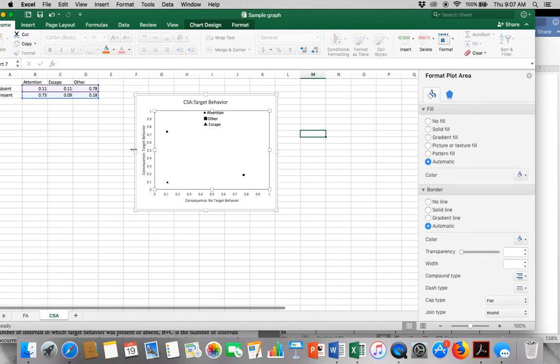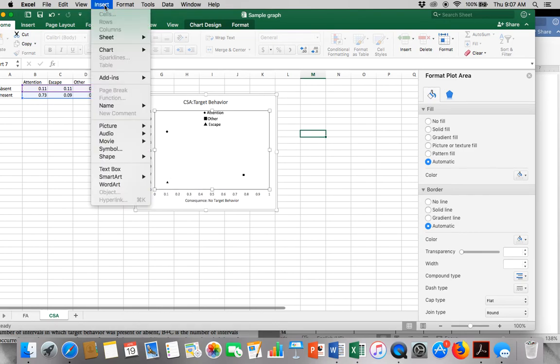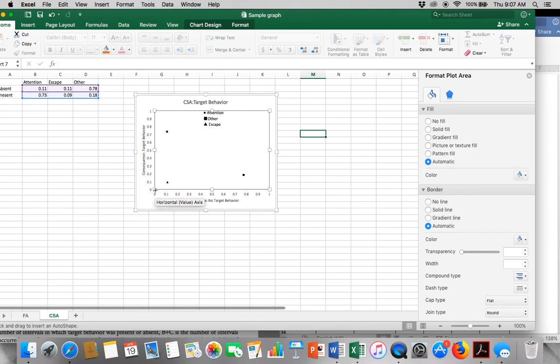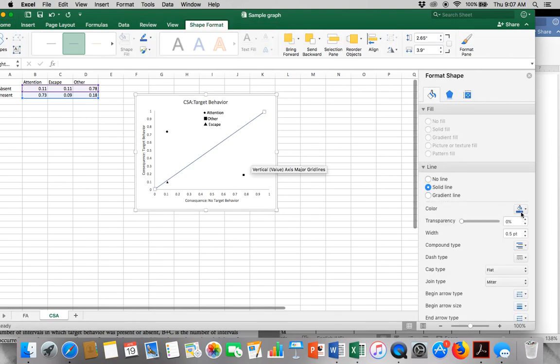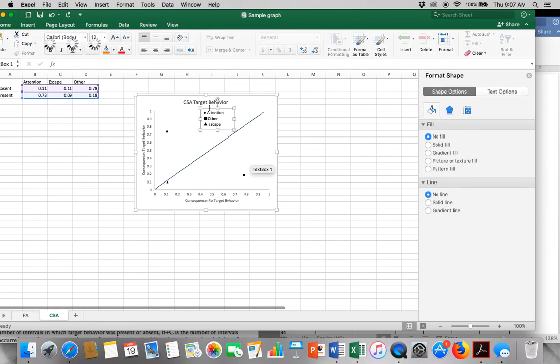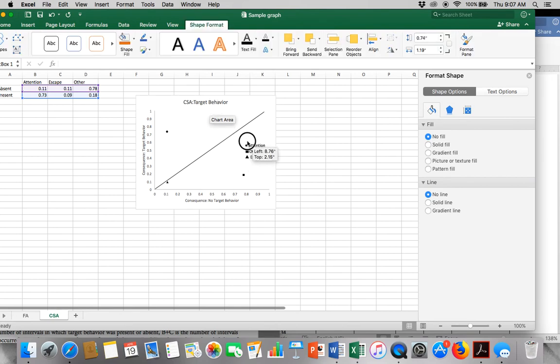Okay, and now we're going to draw our line across there, so this way we can see. All right, so now we do insert shape line. We draw our line from here to here. And just like we went over here to change the colors of everything else, we go over here again and we change the color of our line to black. We need everything in black and white, so that it is in appropriate APA format.